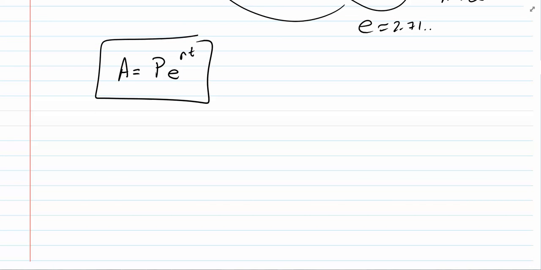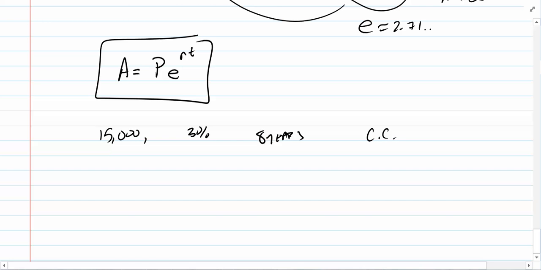So this one is our continuously compounded interest formula: P e to the rt. A lot of students call it PERT. So when we are compounding continuously, we use PERT: A equals P e to the rt. Let's do that same example: $15,000, 3%, 8 years, and we're going to compound continuously. That's what CC means, compounded continuously.